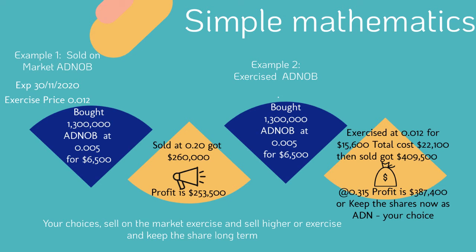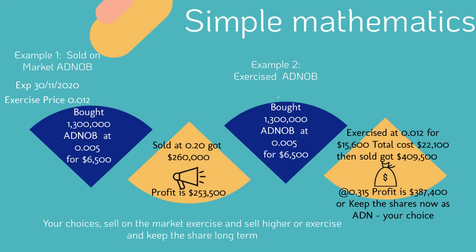Example number 2 is when you exercise ADNOB. When you exercise, you have to give the company some money so that they can convert your options into your heads. When this happens, it takes some days or a week and a few days, depending on the company. You decide to exercise all your options. You don't have to, you can exercise some. In this example, you exercise all of them, 1.3 million, and you multiply that by 0.012, which is the exercise price. So you give the company $15,600.